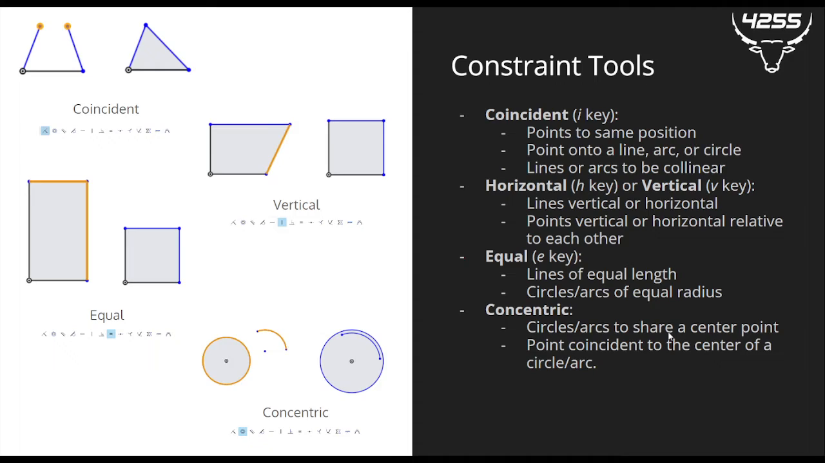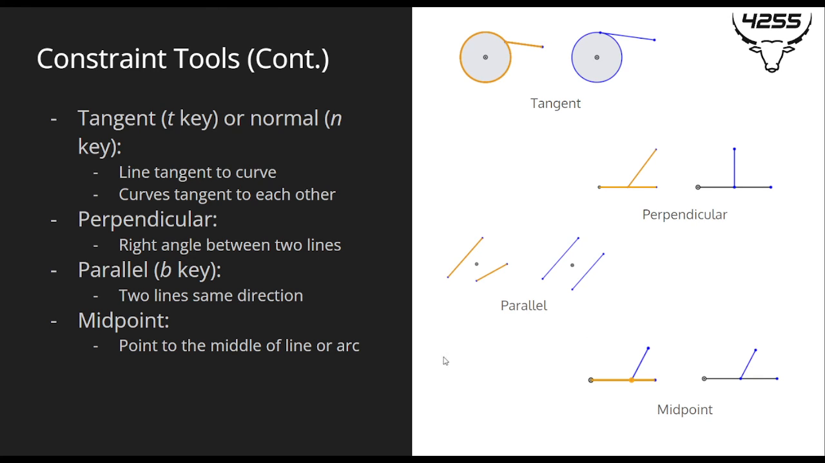So last few constraints. These are some of the more common ones to use. First of all, perpendicular and parallel do what they say on the can. They're very simple. It creates a right angle between two lines, or makes two lines be parallel, have the same direction. The perpendicular doesn't have a keyboard shortcut, unfortunately, but parallel does. You can save yourself some time by pressing B. The B key is the keyboard shortcut.